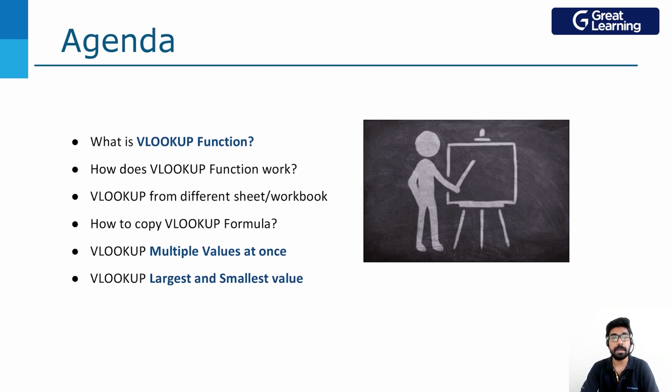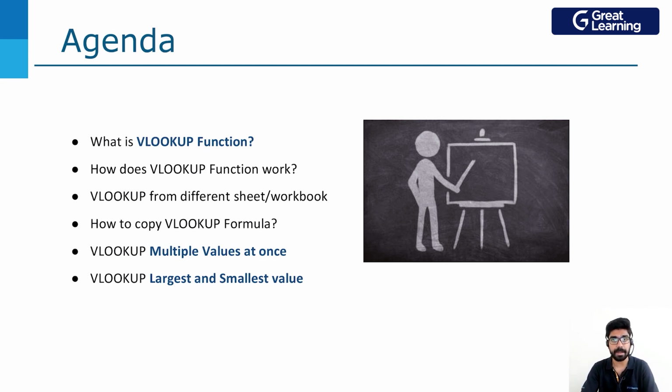After implementing the VLOOKUP function in a particular cell, what if you want to copy that function and paste it to some other cells where you want to use the VLOOKUP function? That is also made possible in Microsoft Excel, and I'll also be teaching you how to copy a VLOOKUP formula. VLOOKUP multiple values. What if you want to implement the VLOOKUP function not just to one particular cell but to a group of cells? Is that possible? Yes, it is.